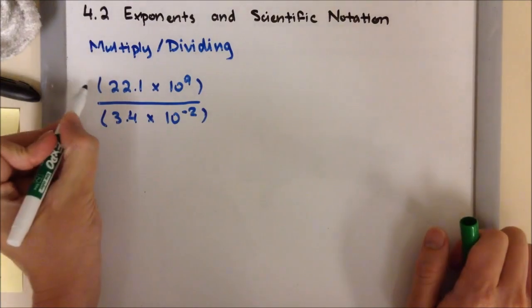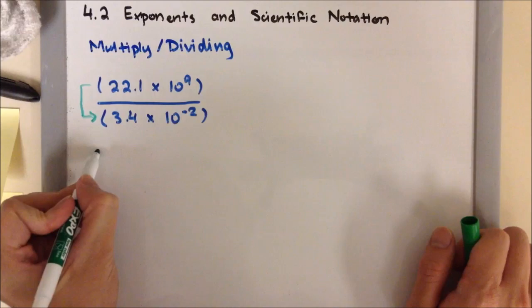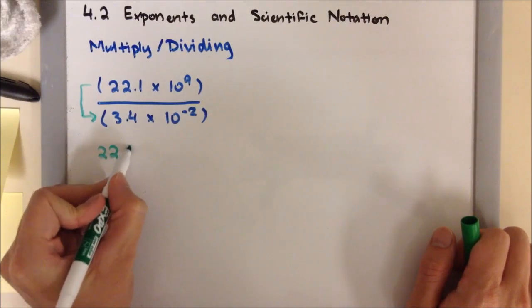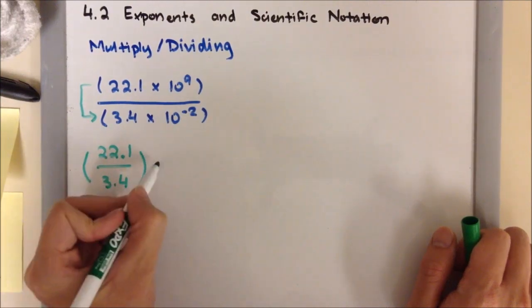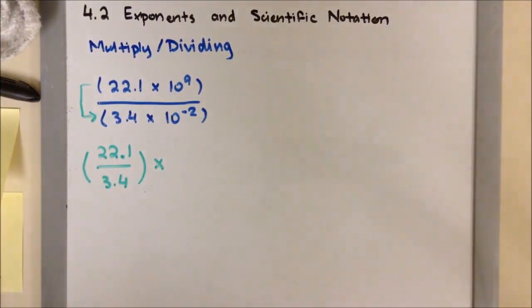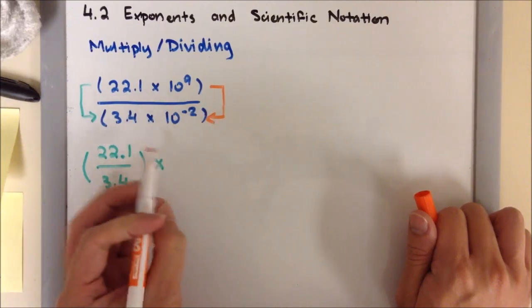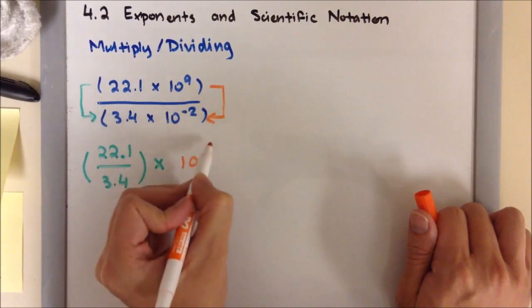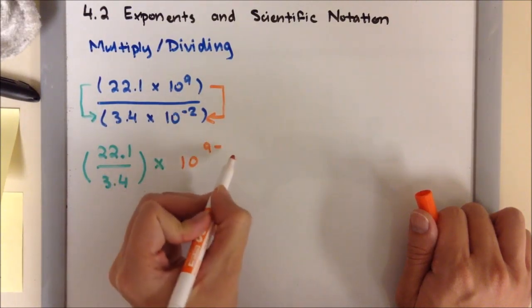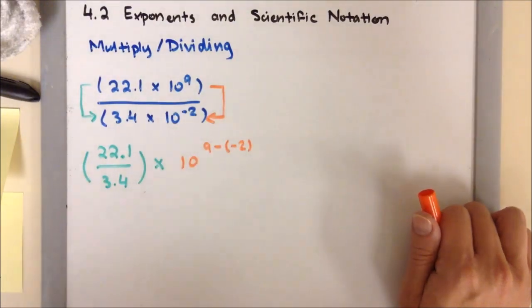So, I'm going to work with the numbers together first, or write it together first. So it's 22.1 over 3.4. And we're going to do the division work on the side. Next, I'm going to combine my tens together using the law of exponents. Since it's division, it's 10 to the top exponent minus bottom exponent. So 9 minus, don't forget, since I started with negative 2, I'm going to put parentheses on the negative 2.